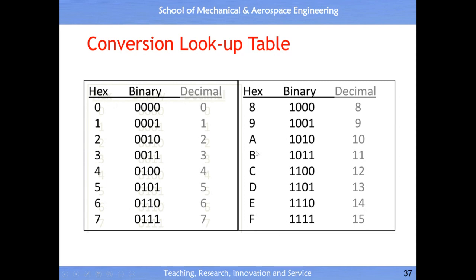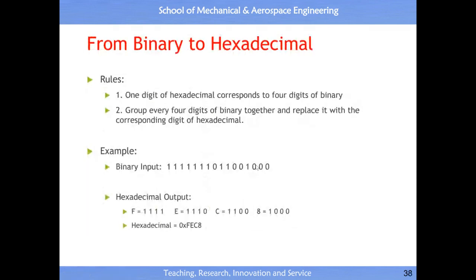Okay. Then for complex number, what will be the solution? How are we going to do the conversion? Okay. So let's look at the scenario of a conversion from a binary to hexadecimal, because this is quite a simple case. Okay. So we apply these 2 rules to do the conversion.